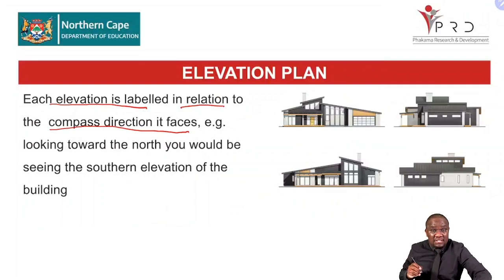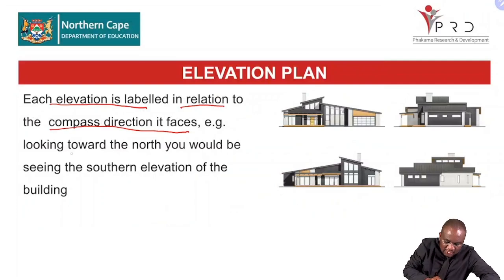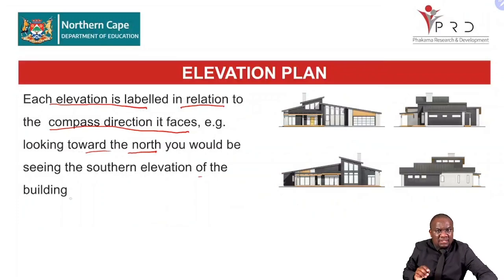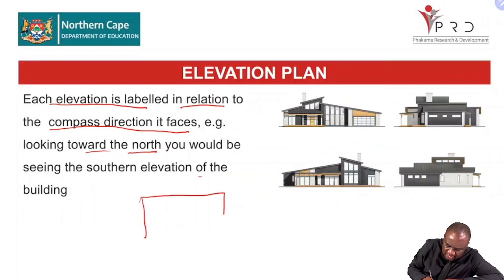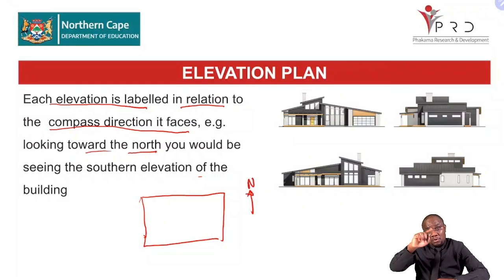The compass direction it faces. E.g., looking toward north, you will be seeing the southern elevation of the building. Let me explain this. I'll just use a simple diagram, a rectangle for the building. Let's say a classroom. And then we have our compass with north there. Remember, we should go clockwise like this.